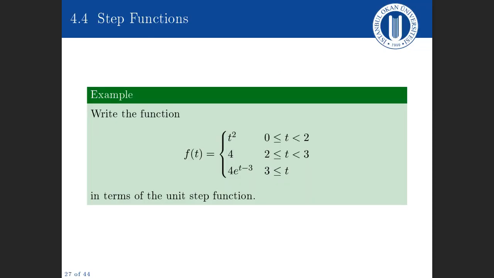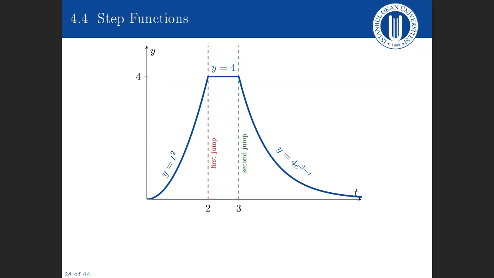Let's do another example. Write this function in terms of the unit step function. Here's a graph of this function. First, we have t squared. So the function we're going to write is t squared plus something. There's a change at 2, and the function becomes 4. There's another change or jump at 3. And then the function becomes 4e to the power of 3 minus t.